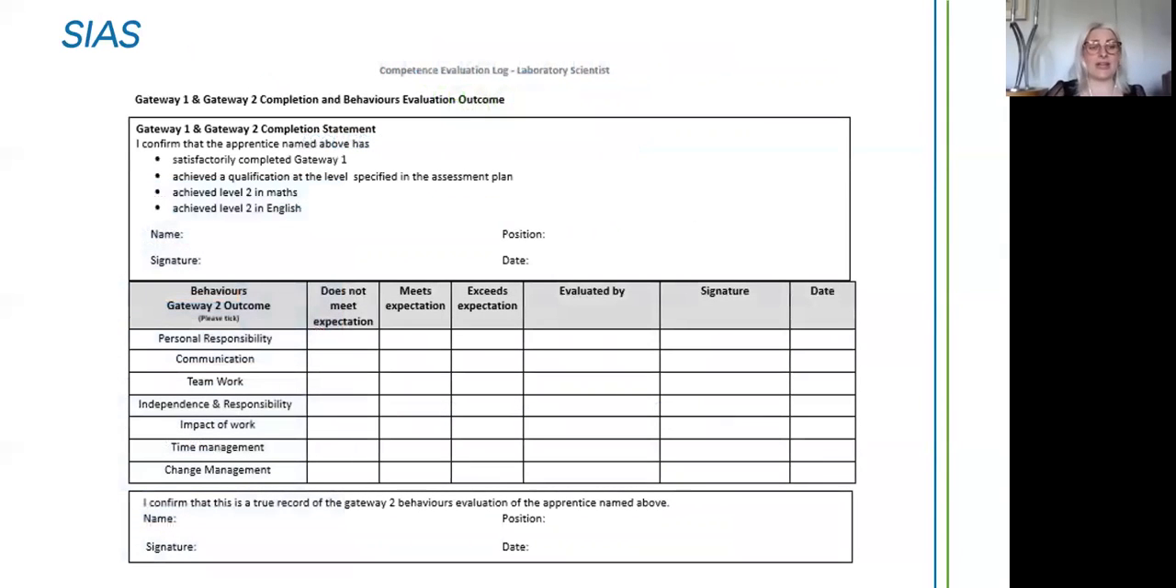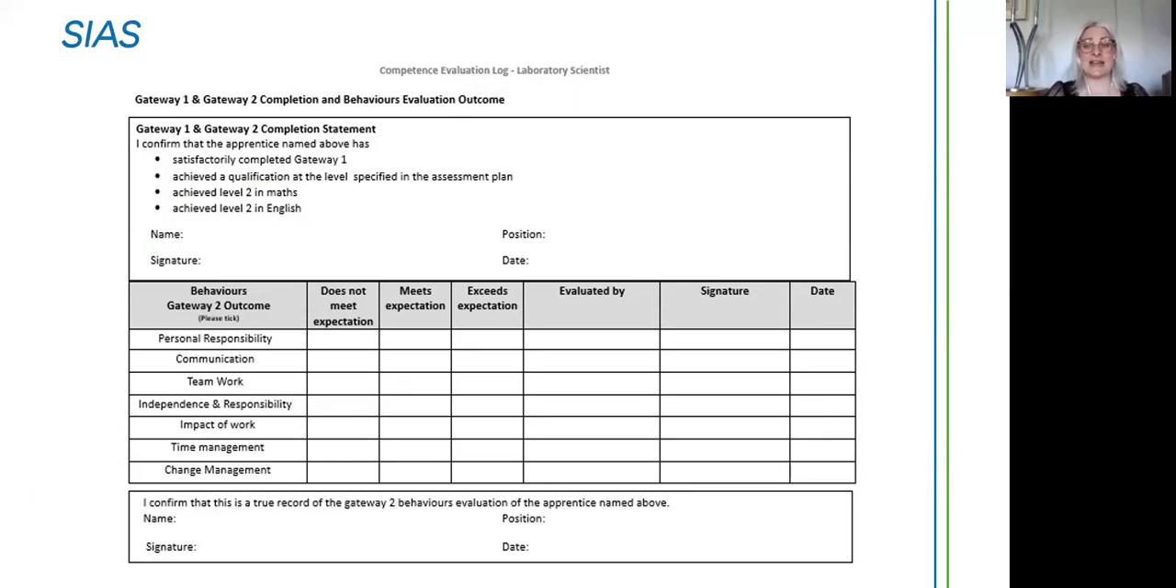Okay, now in terms of the cell then, so this is a page you are seeing from the cell. You will notice, and I've focused on this for the sign off. All right, so you will notice at the top there, we've got a gateway 1, gateway 2 completion. It's just a quick reminder, gateway 1 is a health and safety gateway. It takes place in the first 6 months, but we check it at endpoint. Gateway 2 is the qualification completion. So HND, foundation degree, bachelor's, and then we've got the achievement of level 2 in maths and English. It might be GCSEs, might be functional skills.